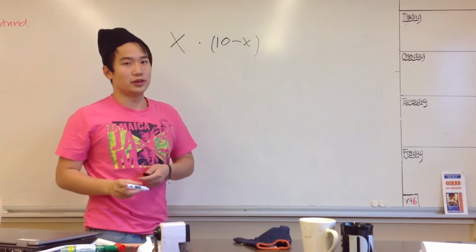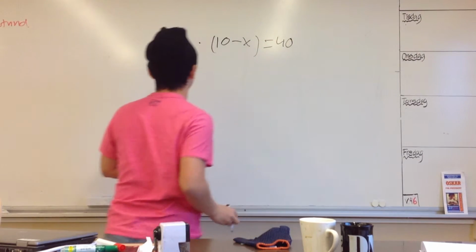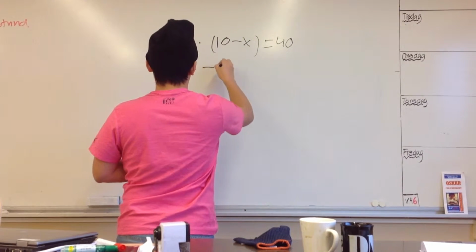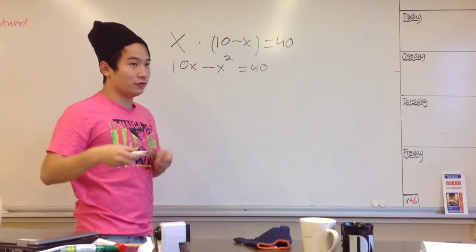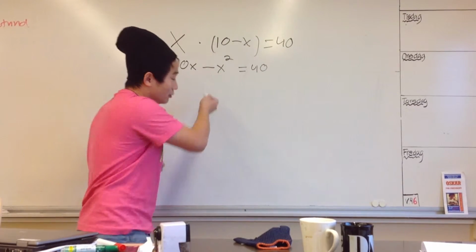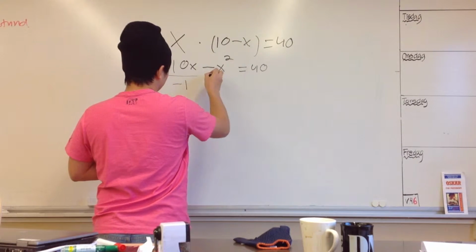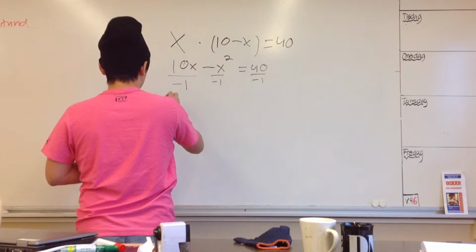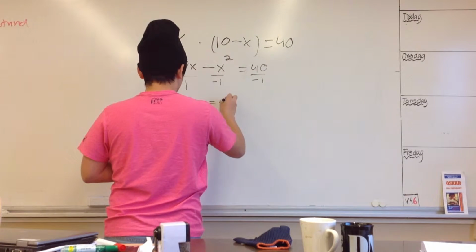And all this should be equal to 40. So let's see. We have 10x minus x squared equals 40. So now we see, before we can apply it to the PQ formula, we must make this x squared positive. So we can divide everything by minus 1. And that makes my x squared minus 10x equals minus 40.